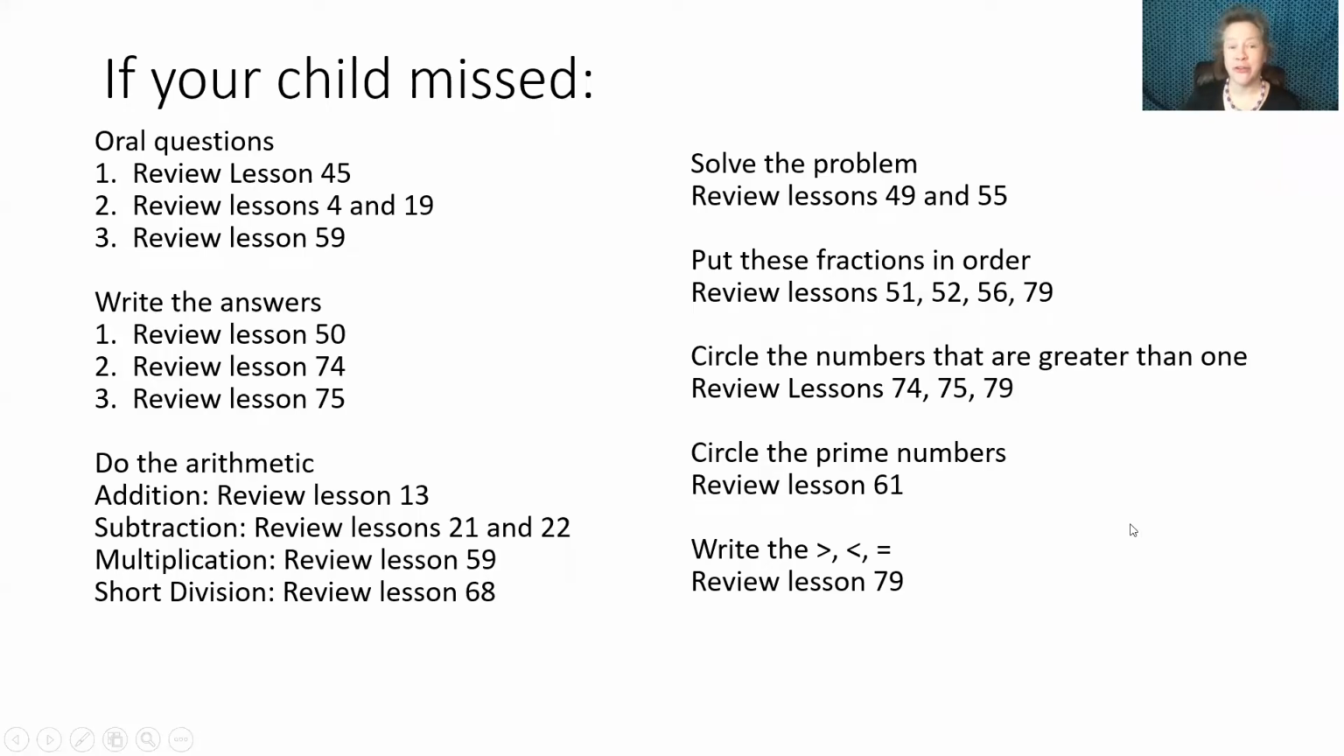Let's go ahead and look at the review and see if your child misses any of the questions. These are lessons that you could go back and review. If your child missed any of the oral questions, let's look at those first. Question 1, you can review lesson 49. Question 2, you could review lessons 4 and 19. And question 3, you could review lesson 59. In the Write the Answers section, review lesson 50 for number 1, lesson 74 for number 2, and lesson 75 for number 3.